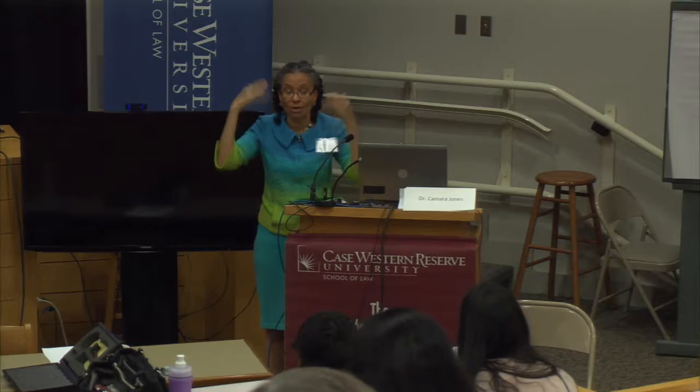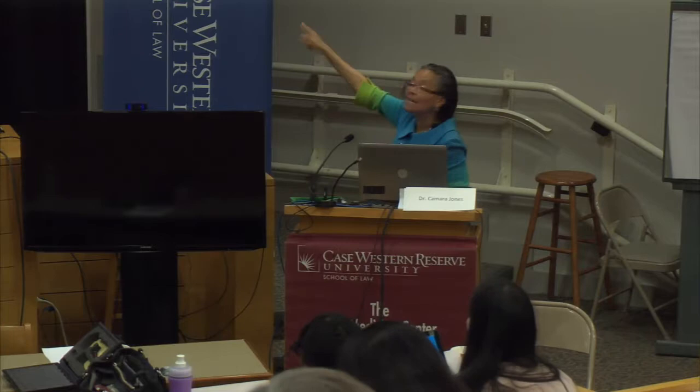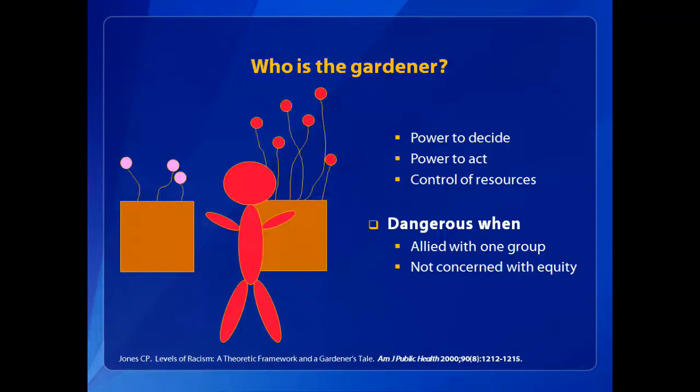Now, I'm going to race through the rest of my presentation. That story has been to illustrate these three levels, but I didn't yet talk about who is the gardener. It's the one I gave the power to decide, power to act, control of resources, which are the elements of self-determination. And clearly, the gardener includes government, media, foundations, corporations, communities, to the extent that they have self-determination.